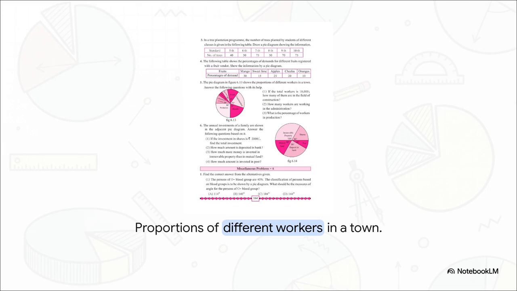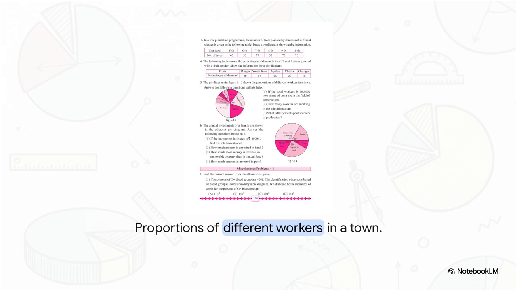Look closely at the pink slice labeled construction. The central angle given there is 72 degrees. Now, what does 72 degrees actually mean out of a full circle? Well, it means 72 out of 360. If you divide 72 by 360, it simplifies beautifully to the fraction 1/5. This tells us that exactly 1/5 of the entire town's workforce is in construction.